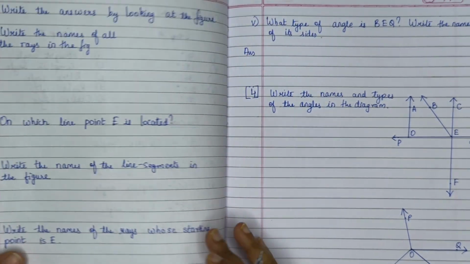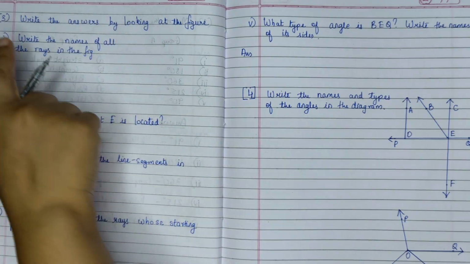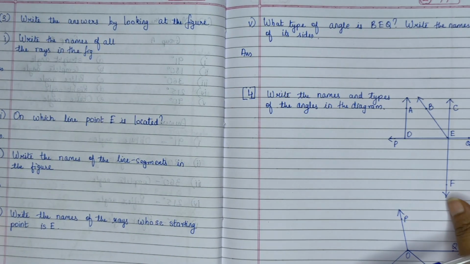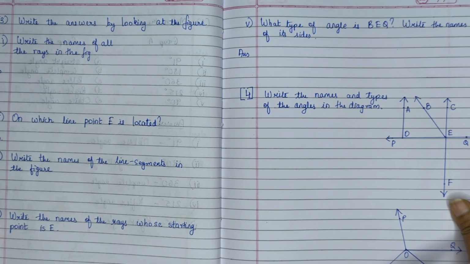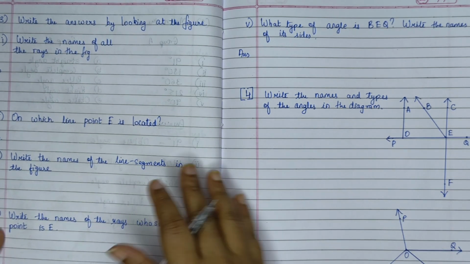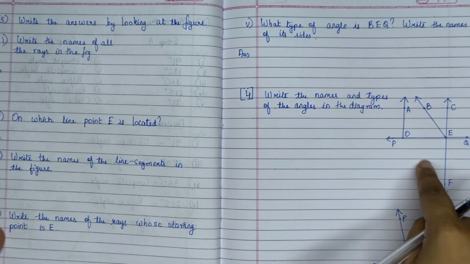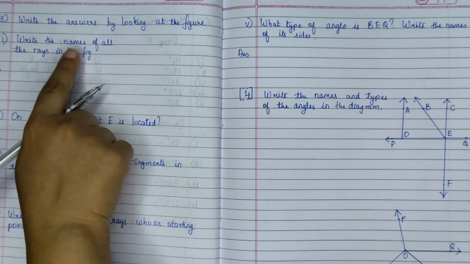Now see the third part. Write the answers by looking at the figure. For question number 3, I have made the figure over here. For these questions, we will refer to this figure on my right hand side. Now write the names of all the rays in the figure.